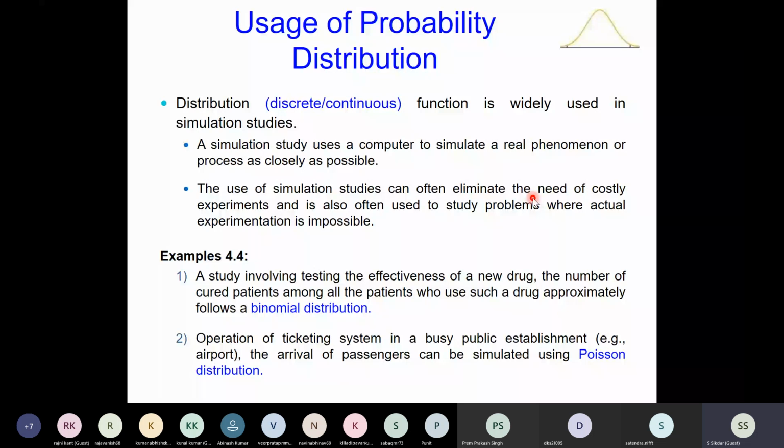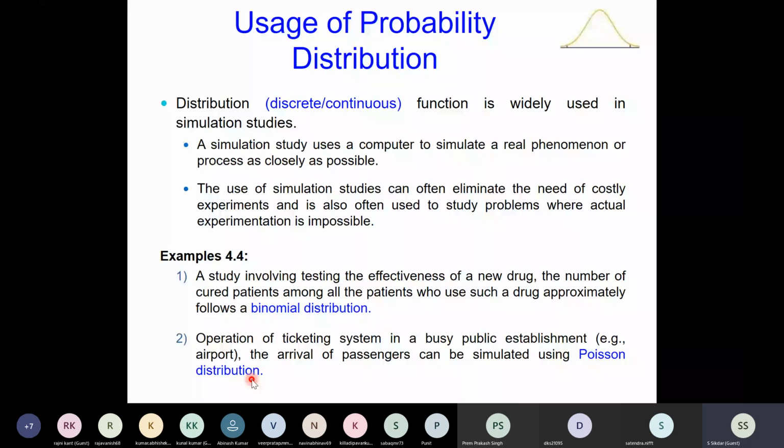If the people die or something happens, or let's say in other kinds of experiments where a lot of expenditure is involved. So that's one of the benefits that we use. And also in the ticketing system in an airport, the arrival of passengers can be simulated using Poisson's distribution. So it has been found by application of this kind of distribution that they follow it. So that's why.